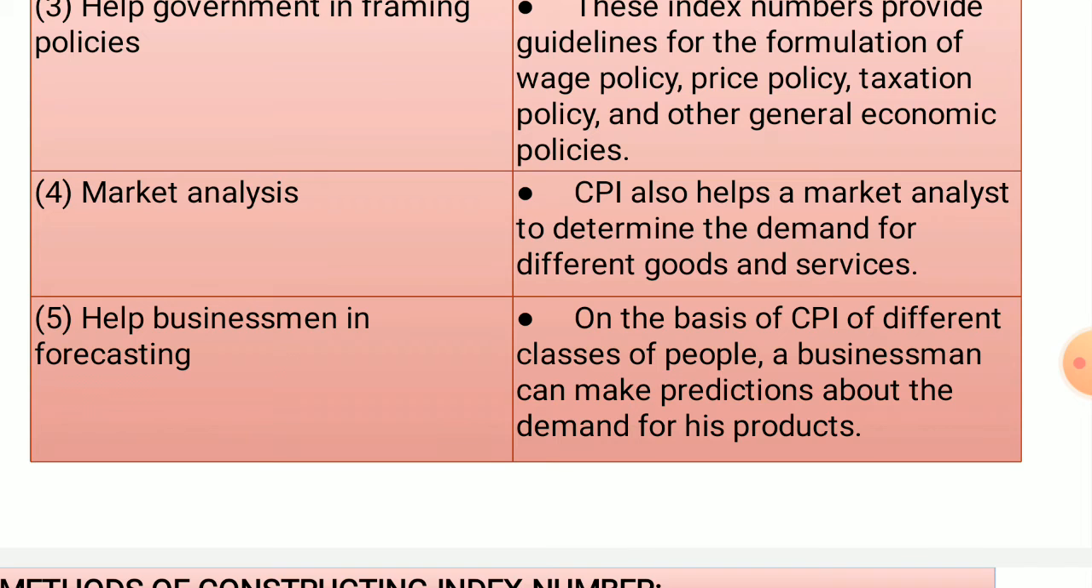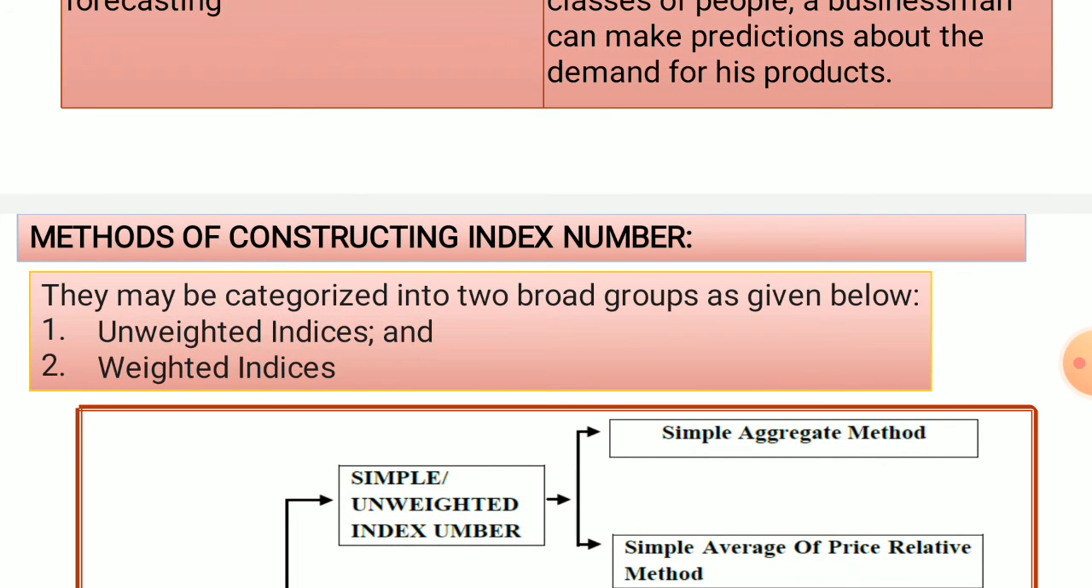Consumer price index also helps a market analyst to determine the demand for different goods and services. So it measures and is used to determine the demand for different commodities, and it helps businessmen in forecasting. This is another use to businessmen from index numbers, and on the basis of consumer price index of different classes of people, a businessman can make predictions about demand for his products. So therefore these are very much useful and essential to the businessman.